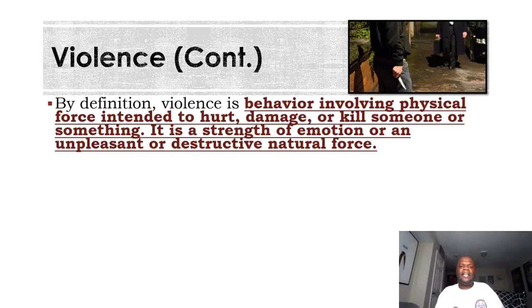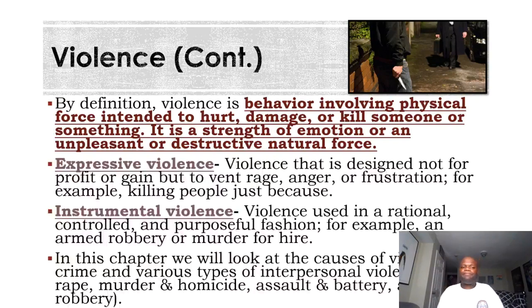And we're going to see as we go through this lecture and as we talk about interpersonal violence in this part and then in the second part, that individuals who are engaging in interpersonal violence and certain violent acts, it's a behavior, and these are behaviors that absolutely can be tied to theory. So violence can take 2 forms. It can be expressive. It's designed not for profit or gain, but to vent rage, anger, or frustration, killing a person just because. Sometimes people just act just because.